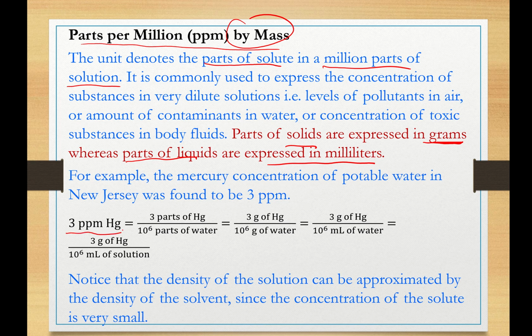For example, 3 ppm of mercury, what does it mean? It means 3 parts of mercury over 1 million parts of water. That's equivalent to 3 grams of mercury over 1 million grams of water. And because the density is 1, it's 3 grams of mercury over 1 million mLs of water. And because the amount of mercury is so little, we consider solution and water to be the same density. So basically 3 ppm mercury is 3 grams of mercury in 1 million mL of solution.